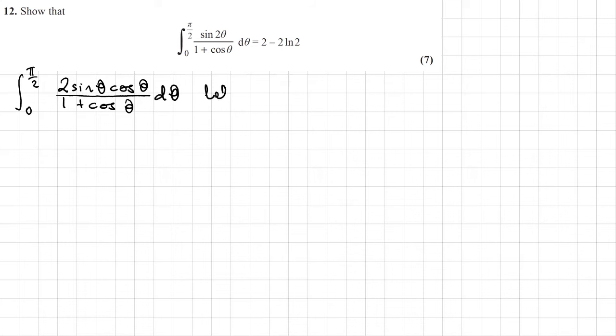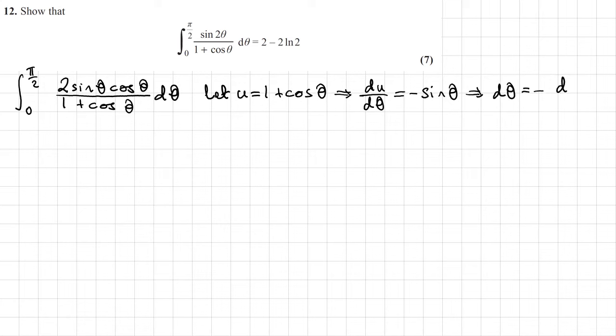So I'll just say let u equal to 1 plus cos theta, which means I can just put u at the bottom. Whenever you use substitution, then you need to differentiate. So du d theta would be equal to, well, the 1 will disappear and the cos theta will become minus sine theta. So now we can rearrange that, and then we can say that d theta is equal to negative du over sine theta.